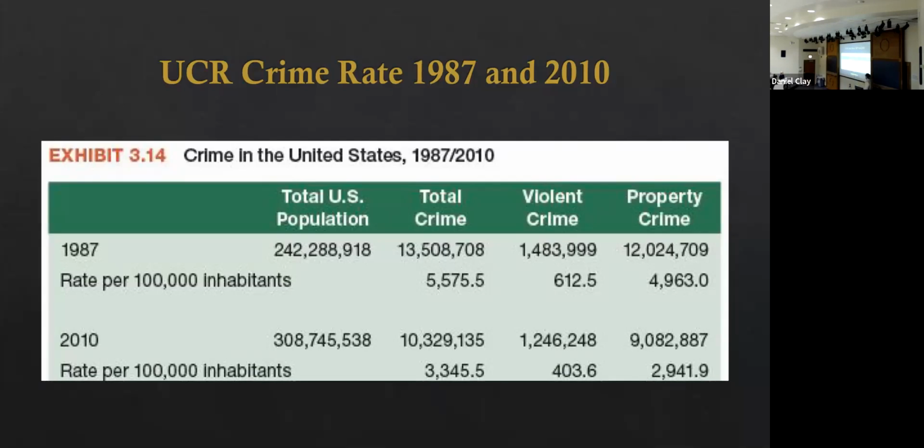We've moved down the chart. You see 612.5 violent offenses for every 100,000 people, or 403 violent offenses in 2010 for every 100,000 people. And then we see what the big problem is, right? We see where most offenses occur, property crime. So if we look at property crime, we say, okay, in 1987, of that 5,575.5 offenses total per 100,000 inhabitants, almost 5,000 of that was for property offenses, non-violent crimes.